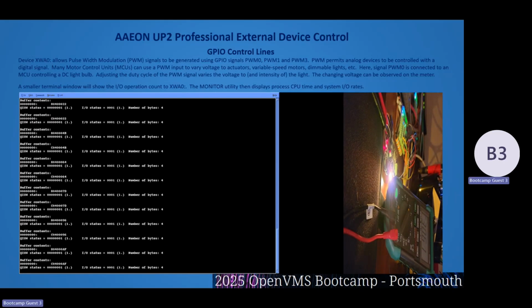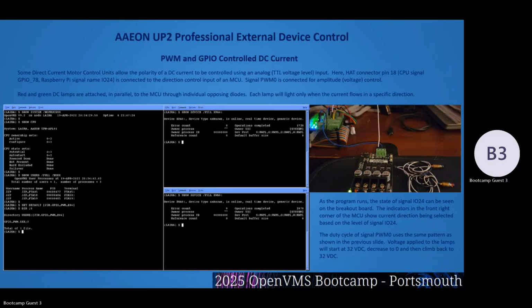And when you put all of those things together, with the GPIO signals, you can control direction. With the PWM, you can control intensity. So here's a program that connects GPIO lines to the motor control board and the PWM. So not only can I control the intensity of the voltage going out to what could be a motor that's running, I can also control the direction. You've got two lights over here that are connected both to the same output source, but these go through opposing diodes.